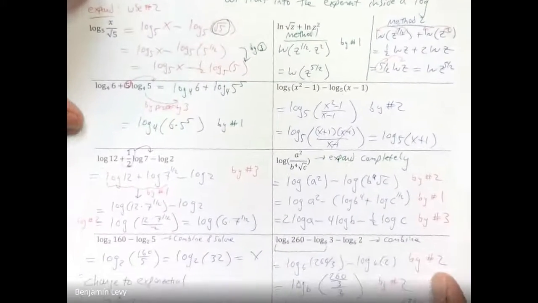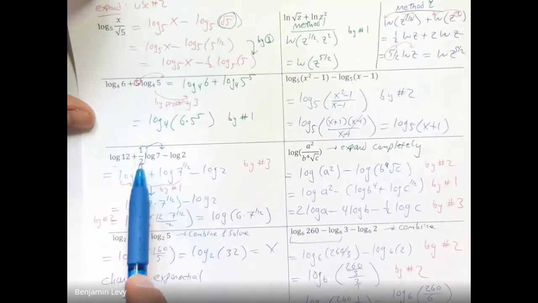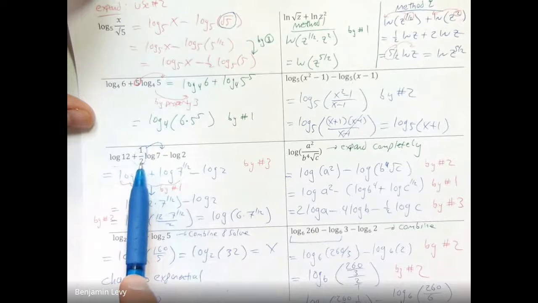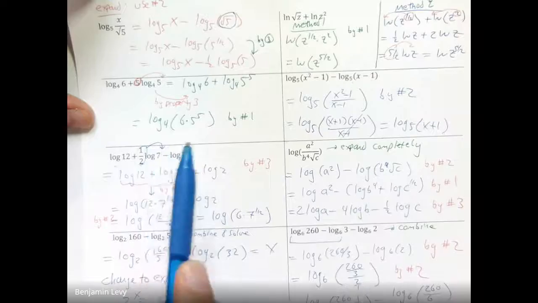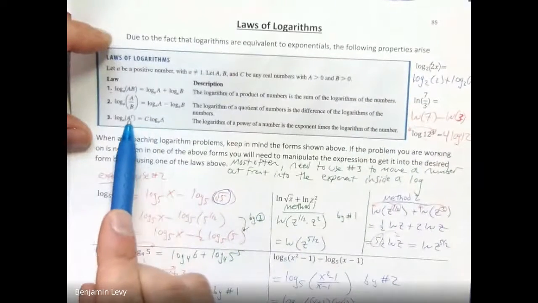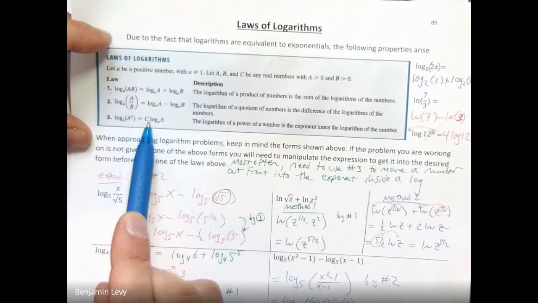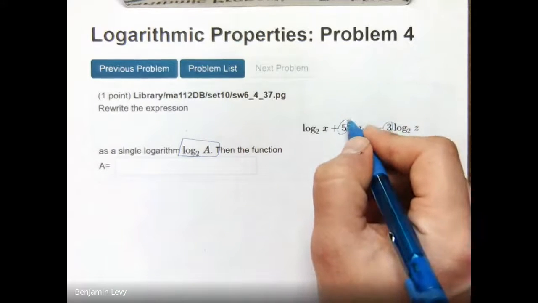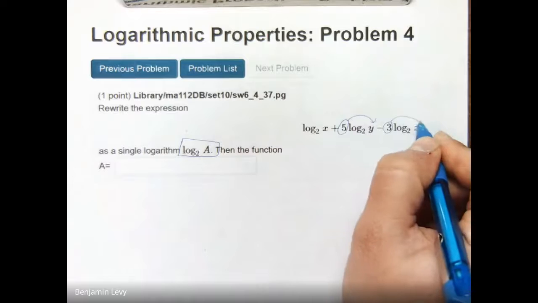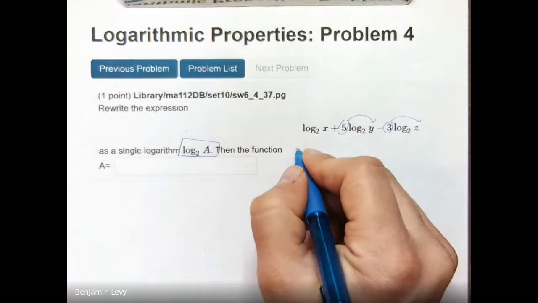And so if you remember from the notes, if you want to combine something with a number out in front of it, like this one I'm pointing to right here, the first thing you need to do is bring the 1/2 into the exponent, right? So you need to use this property to get rid of the thing in front of the log. And so the first step on this problem is to take the 5 and bring it inside, and take the 3 and bring it inside using property number 3.